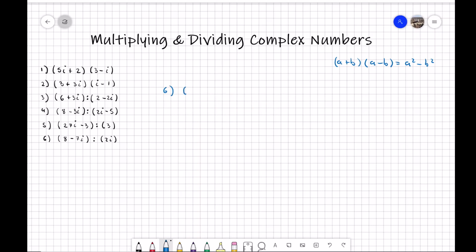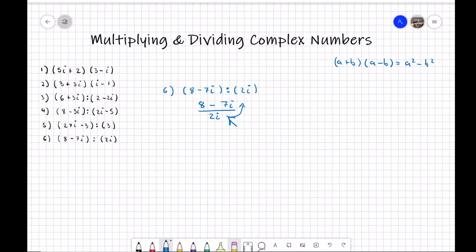Finally 6, we have 8 minus 7i divided by 2i. Alright, so we're going to transform this into a fraction. We get 8 minus 7i divided by 2i. Right, so now you see how here we have the i at the bottom again. So again, that's the only problem we have, right? We have to look for a way to move this i to the top or to make it disappear, basically.